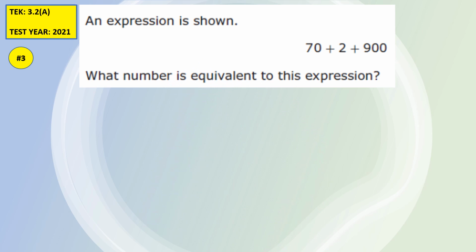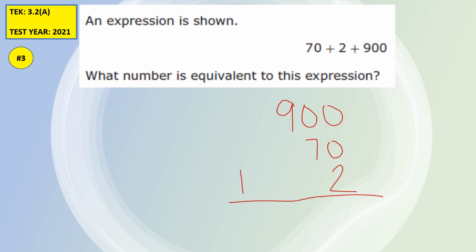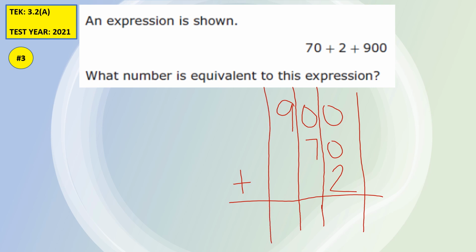Now let's talk about this question. It says an expression or math problem is shown. What number is equivalent, which means equal, to this expression? So just like we did for the last one, we'll write the largest number first, which is 900. Then 70, then 2. Now pay attention how I keep my numbers lined up according to their place value. This is my ones place, my tens place, and my hundreds place.